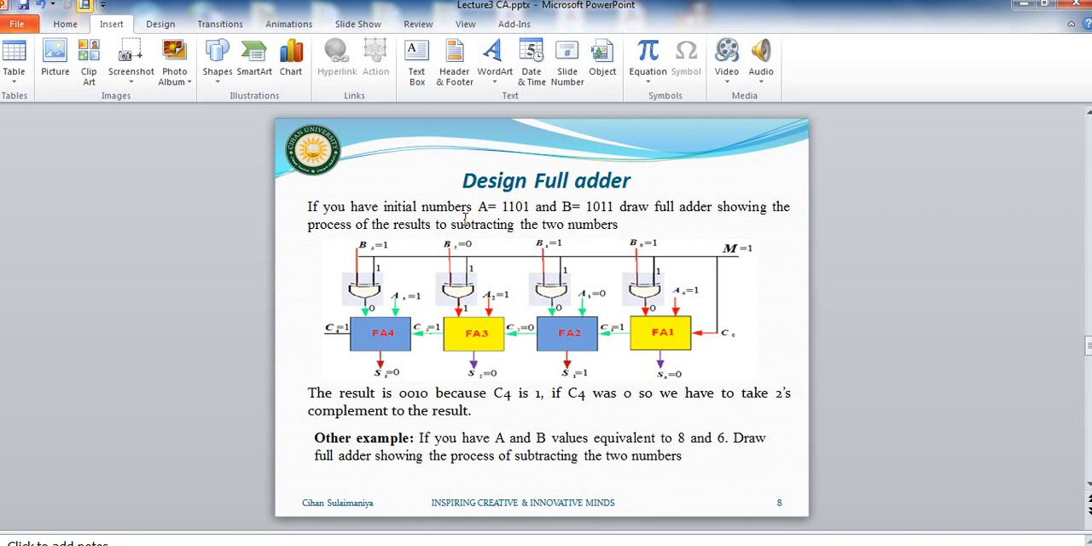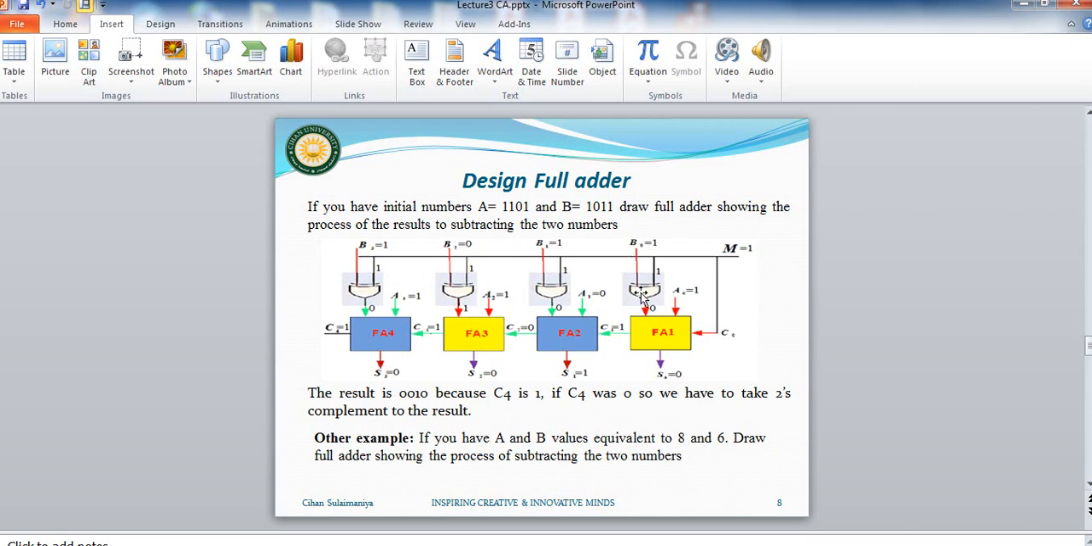I'm going to do the full adder, the same as I did previously when I added two numbers. So I am going to do subtraction now. This is a, and a is 1. This is the least significant bit, so I'm going to put the least significant bit here first. A is 1, then after that 0, then after that 1, then after that 1. No doubt about it.